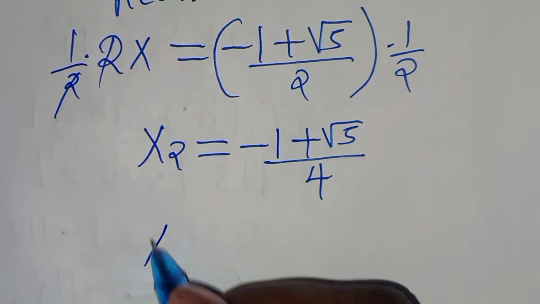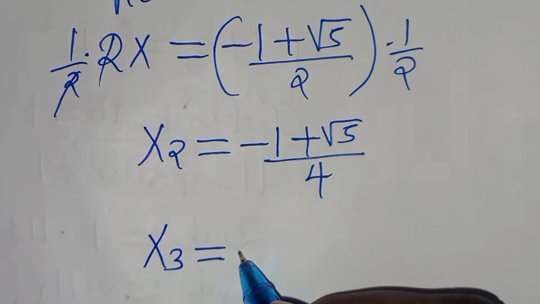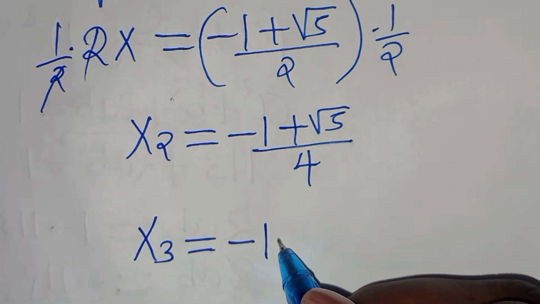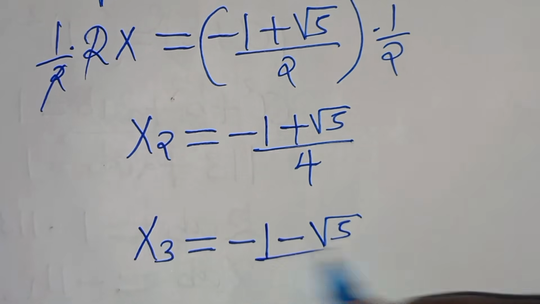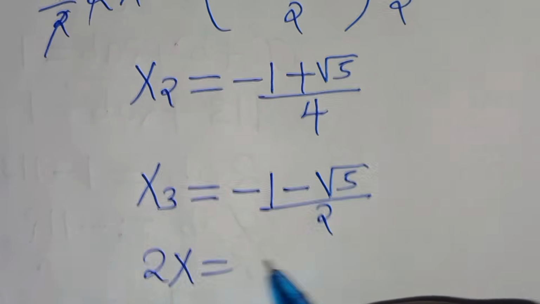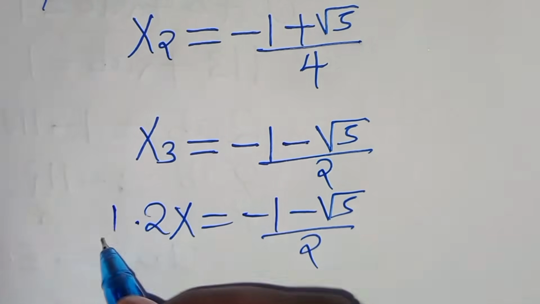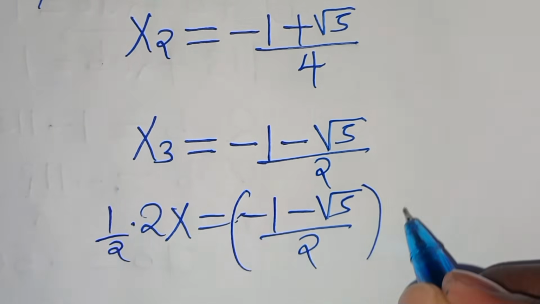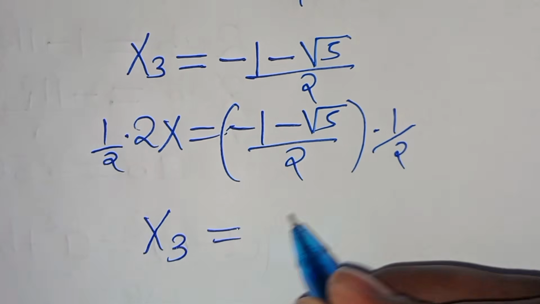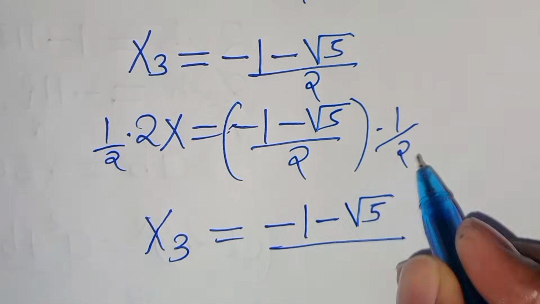Then we have x3. Let's equate with k3, which is minus 1 minus square root of 5 over 2. And remember, this is 2x, equal to minus 1 minus square root of 5 over 2. Multiplying both sides by a half, this means that x3 will be equal to minus 1 minus square root of 5 over 2 times 2, which is 4.